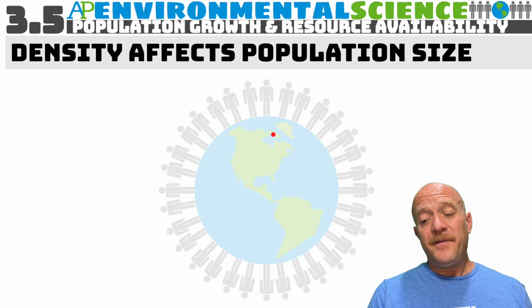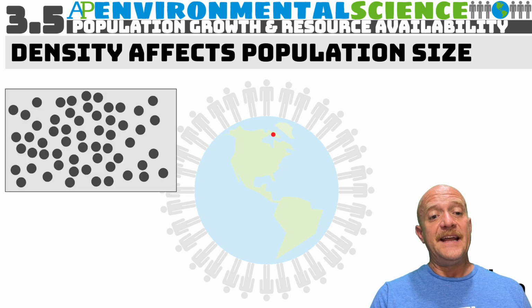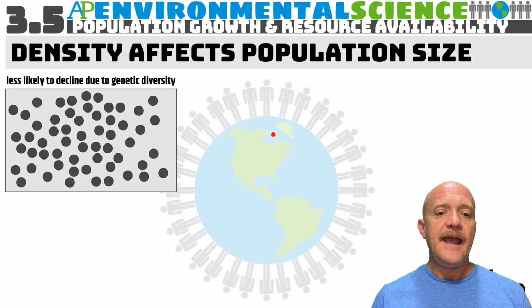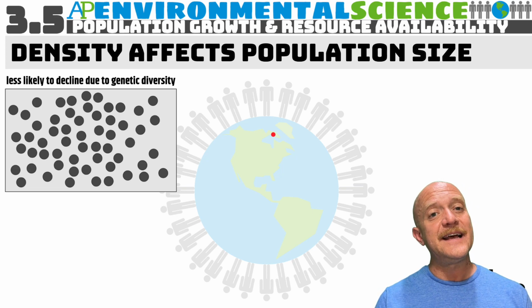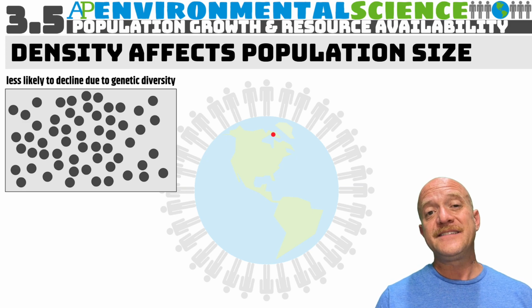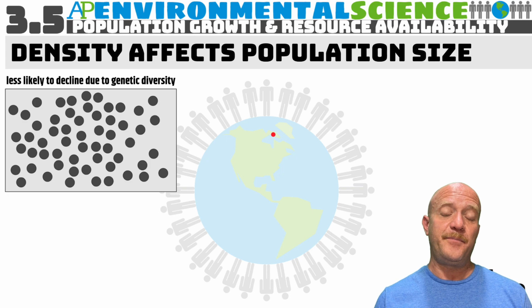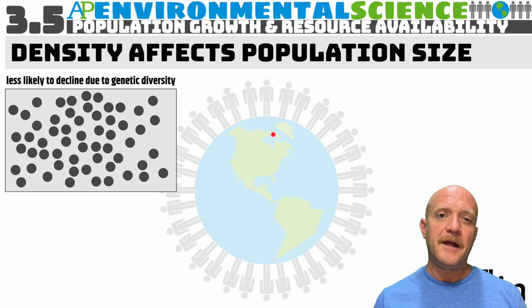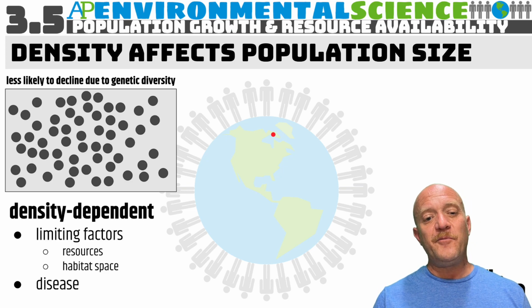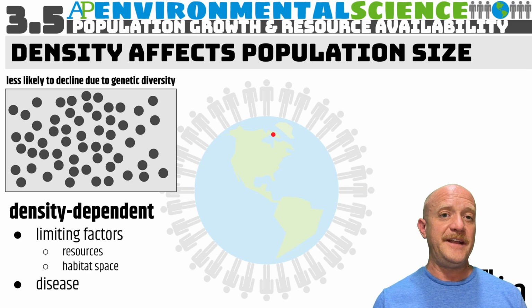Now, population density will affect their size. So if you look right here, this has a very high density, and this population is less likely to decline due to genetic diversity. In other words, there is a lot of genetic diversity present in a larger population, or at least that can be safely assumed. But there are some things that can limit the population size.